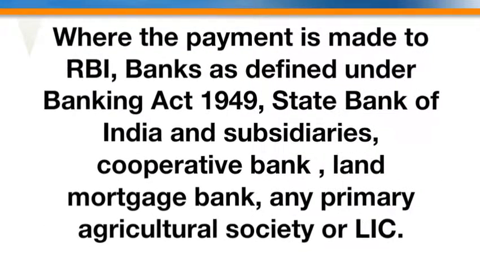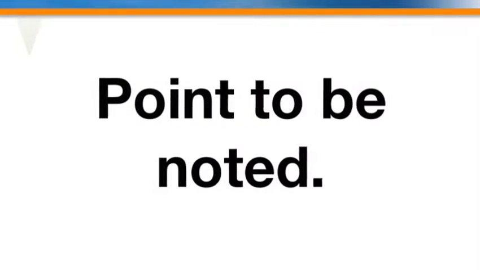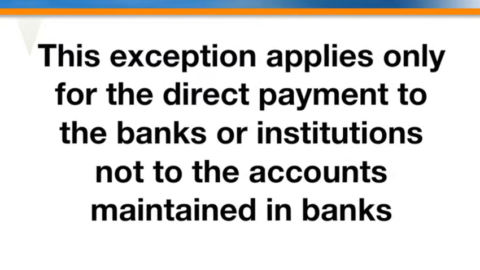Where the payment is made to RBI, banks as defined under the Banking Regulation Act 1949, State Bank of India and subsidiaries, cooperative bank, land mortgage bank, any primary agricultural society or LIC. Point to be noted: this exception applies only for the direct payment to the banks or institutions, not to the accounts maintained in banks.